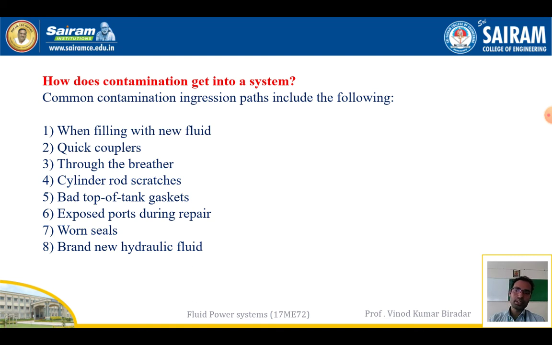Okay, quick couplers means connecting two parts. So here also there is a chance. Next, the third one is through the breather. The fourth one is the cylinder rod scratches. Near the cylinder there is a chance of particle contamination. Next, the fifth one is bad tank top gaskets. The sixth one is the exposed ports during the repair. During repair there is also a chance of keeping some dust particles in the component, and the seventh and eighth are wound seals and brand new hydraulic fluid. So these are the eight components that get contaminated in the hydraulic power system.